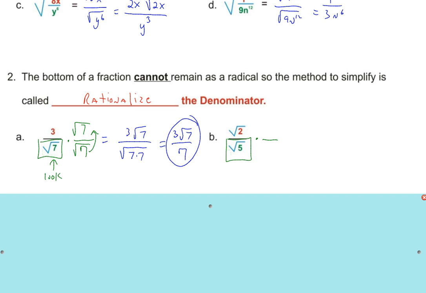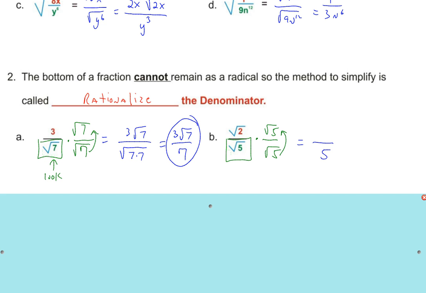Antonio, what would you multiply the bottom of this one by? Square root of 5. Anybody concur? That is what's going to get rid of that radical in the denominator. And honestly, guys, most people are going to go on the first step. Square root of 5 times square root of 5 is 5.